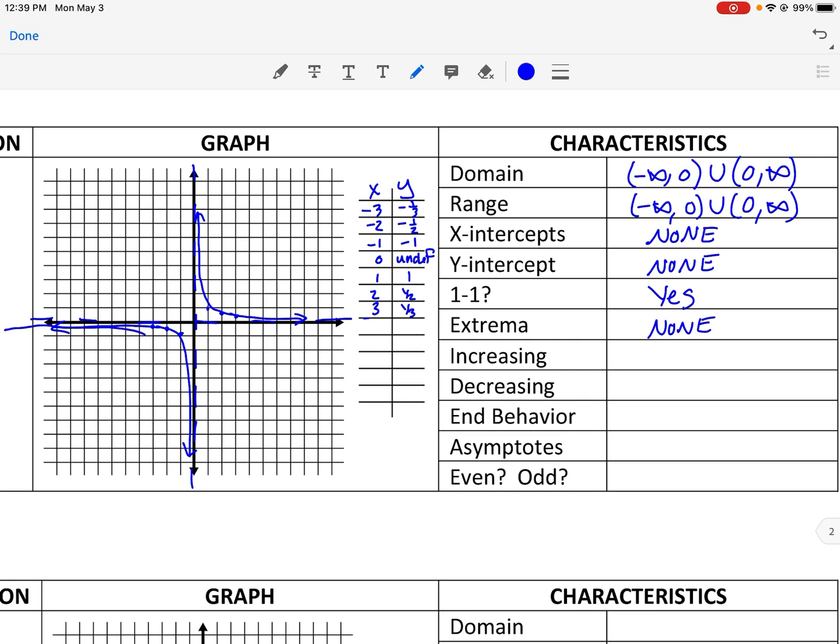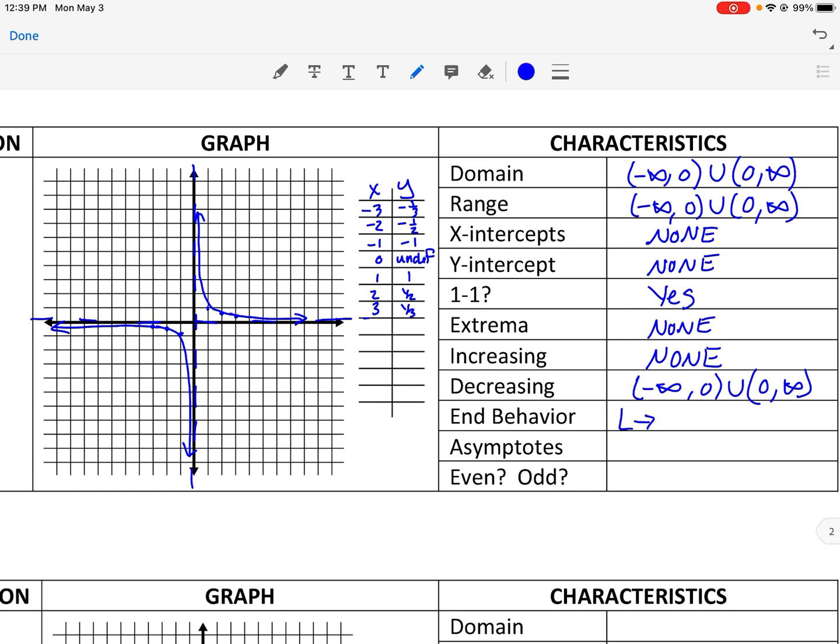Increasing. So again, following this left to right. So if we follow left, it looks like this part is decreasing, and it looks like this part is decreasing as well. So this one is actually decreasing always. Except we have to skip 0. So it's never increasing, so we can put none or not applicable. It is decreasing from negative infinity all the way until we get to 0. At 0, it's not doing anything because it doesn't exist at 0. And then it picks up decreasing again once we get to 0 all the way to infinity. So different ways of decreasing, but it is still decreasing from left to right.